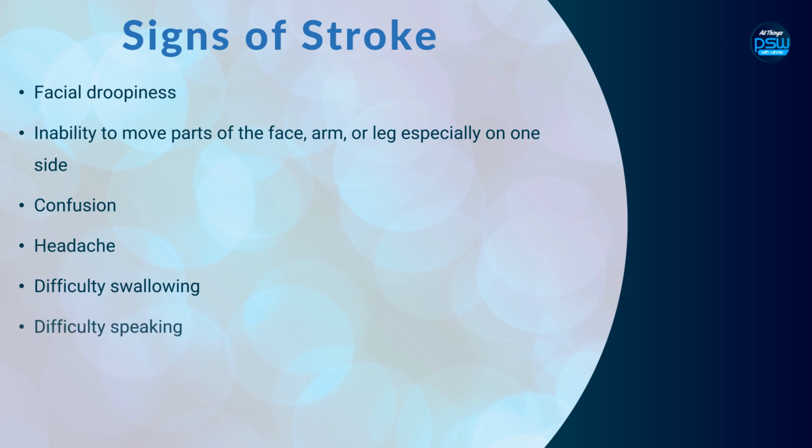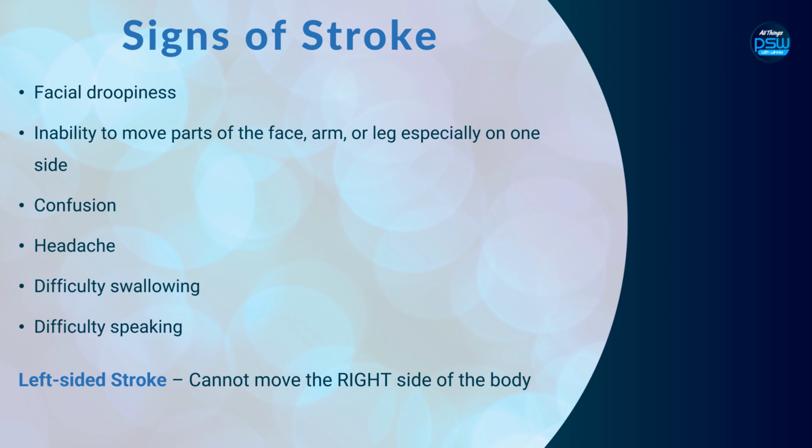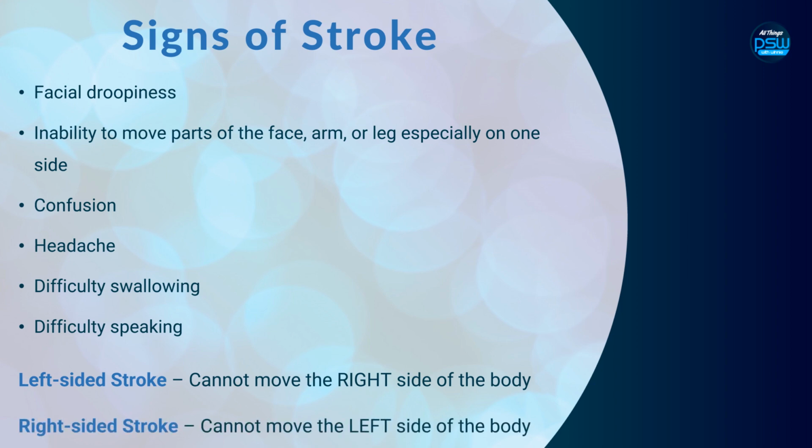But the interesting thing about a stroke is if they cannot move the right side of the body, we call that a left-sided stroke. So the stroke affects the other side of the body because the brain works in such a complex way that if one side of the brain is injured, it affects the other side of the body. Do they love to ask this question? Absolutely. So just understand that a left-sided stroke affects the right side, and a right-sided stroke affects the left side.